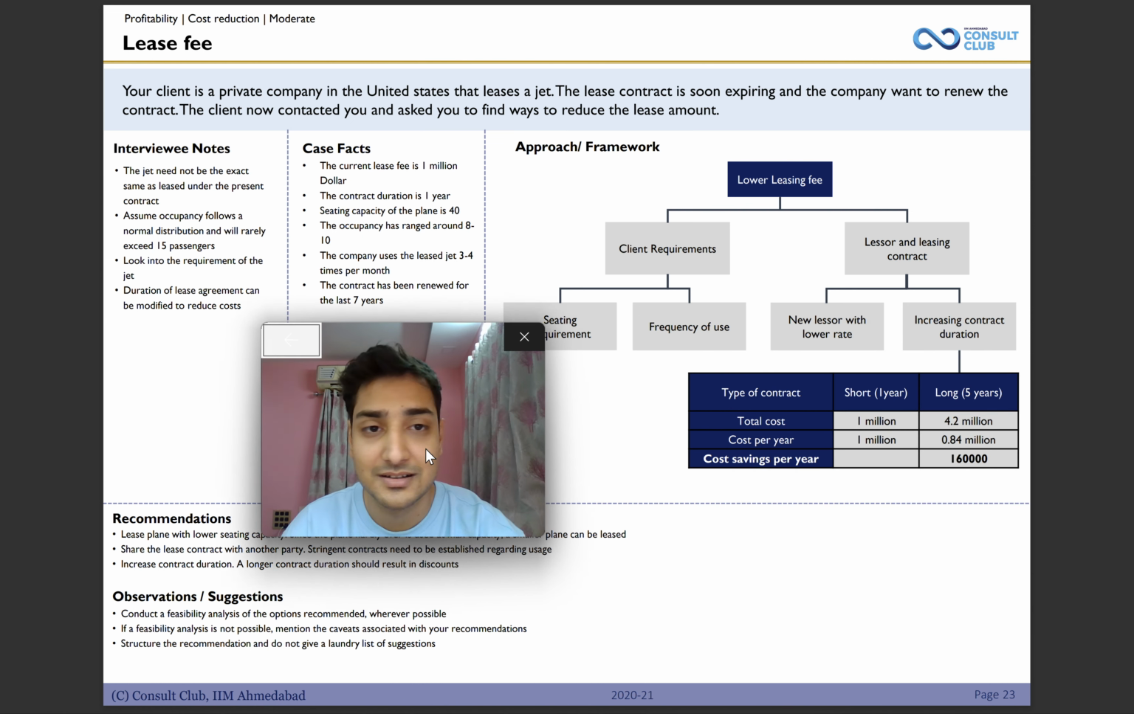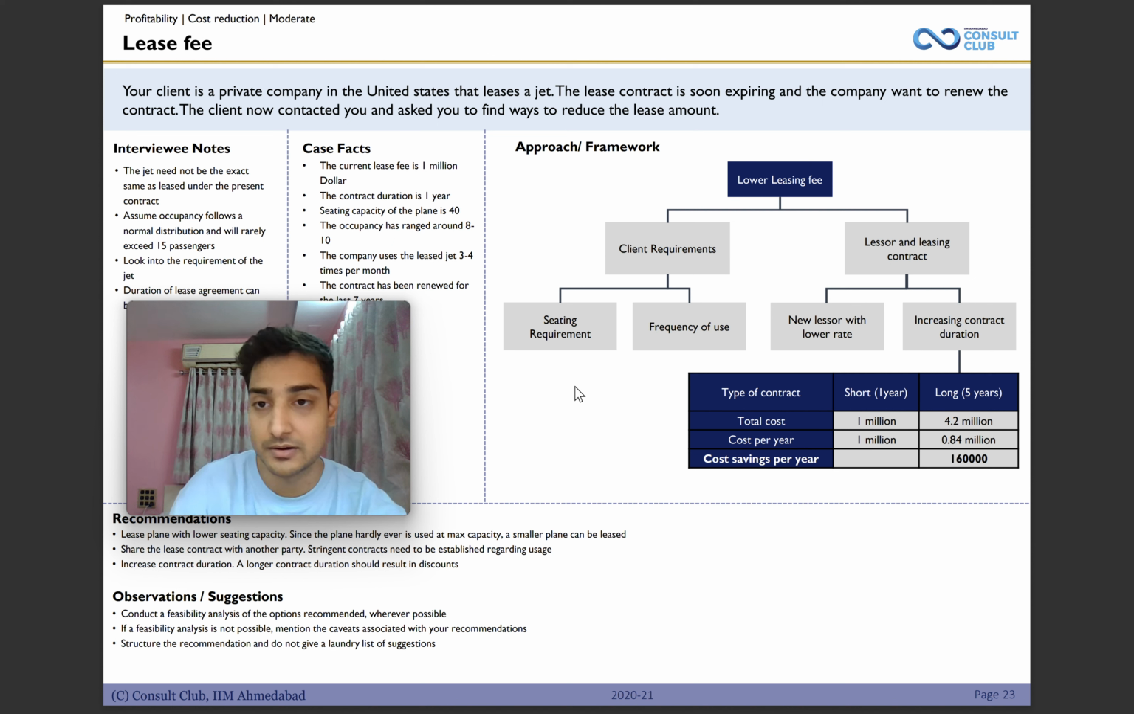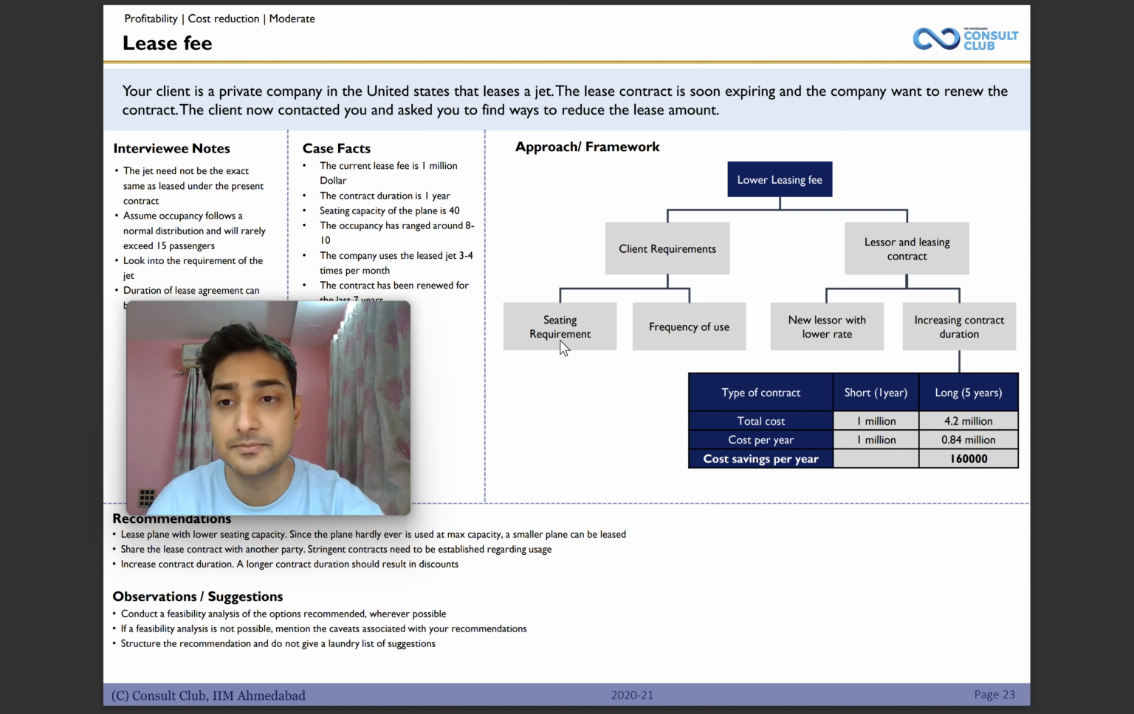Let's see what was the approach framework used. So the goal was to lower the leasing fees, and for that we have to look into two things. One is what is the exact client requirement, and the other is what are the lessors and the leasing contract terms we can modify to reduce the amount. So the client requirement is seating capacity and frequency of use. Since the seating requirement was less, we could actually opt for a lower seat plane.